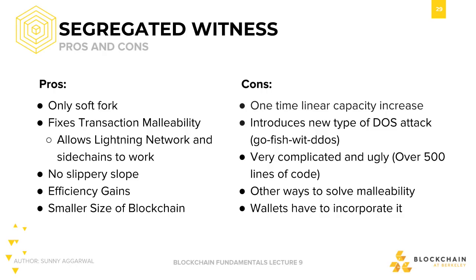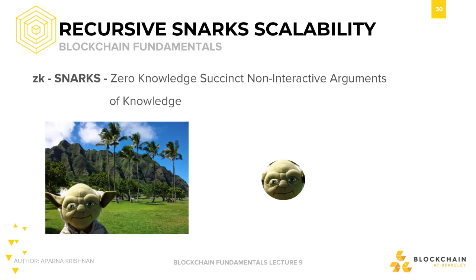Okay. And it introduces a new type of DoS attack. DoS, remember, stands for denial of service. DDoS is interesting if you want to look into it. The con is also that the SegWit code is really complicated and really ugly, and there are other ways to solve malleability. Also, wallets have to incorporate SegWit, otherwise they don't work with nodes that do work with SegWit. Does that sort of make sense? There are drawbacks and pros and cons, but in this case, the community decided that the pros outweigh the cons. Okay. Solid.